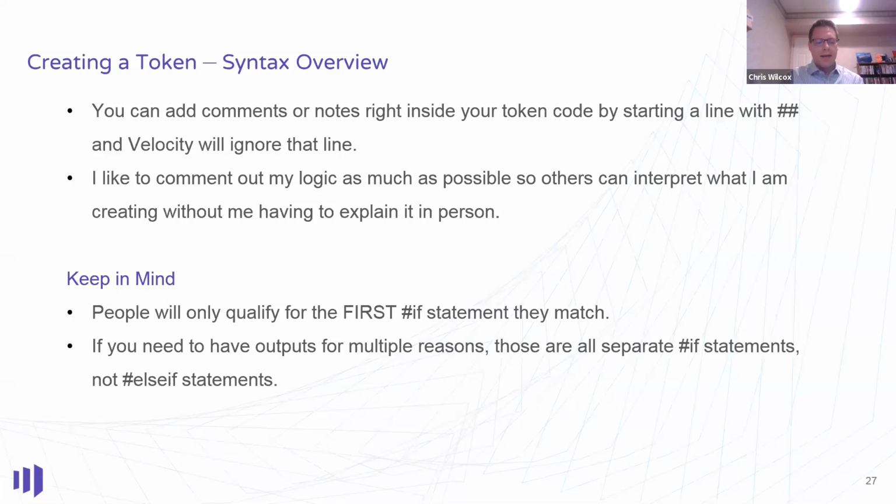So keep in mind, like I said a little bit earlier, people will only qualify for the first if statement that they match if it's a single if statement. You can have a token that has multiple if statements. So you can do if this, do this, close, if this, do this, close, and it will run for all three of those separately. But if it's a single if statement, the first time they qualify, whatever the output is, that's what that person is going to see.